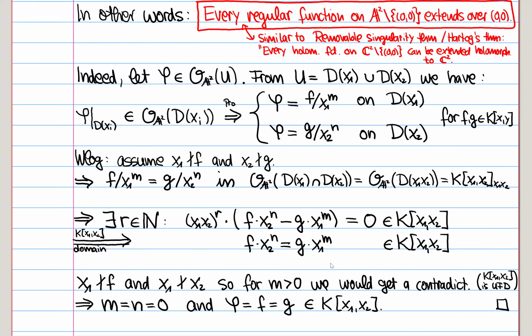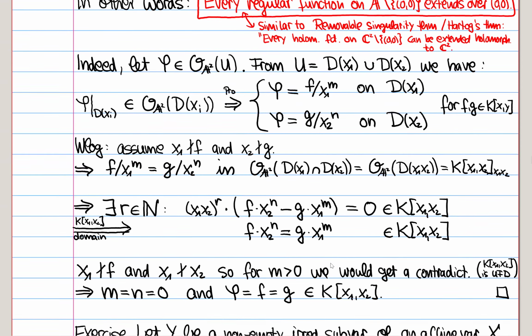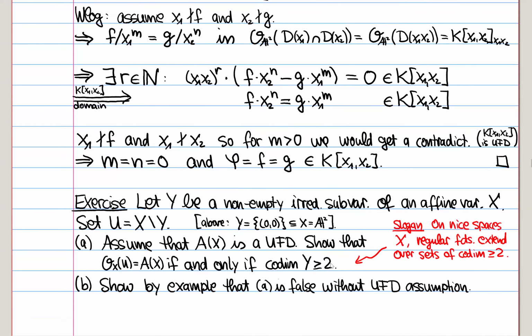So we have seen in this special case, if you remove just a single point inside A2, it doesn't change the regular functions. And this can be generalized, and that is kind of an exercise. So assume that Y is a non-empty irreducible subvariety of some affine variety X, and U is the complement. Above, we looked at the affine variety X equals A2, and Y is just the origin.